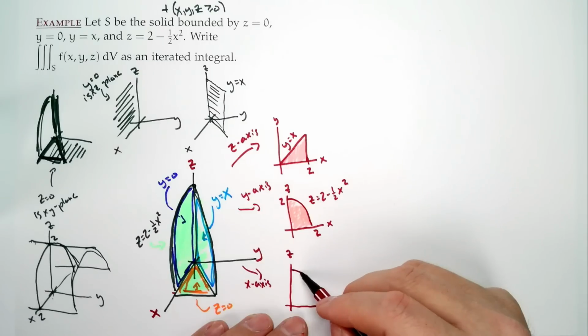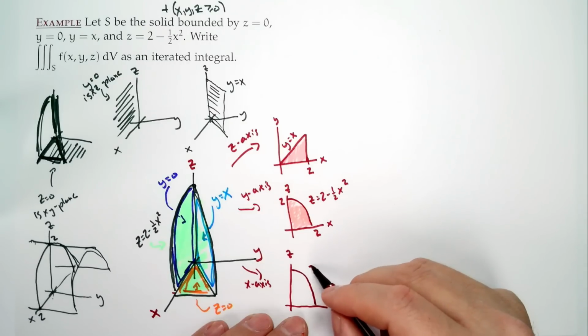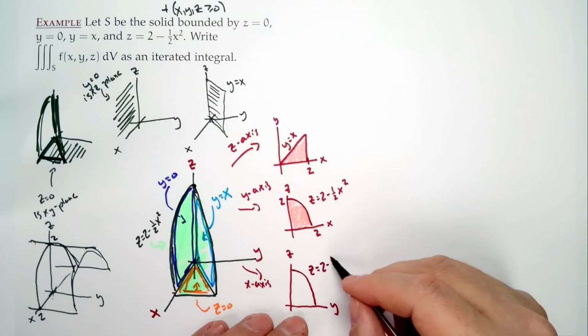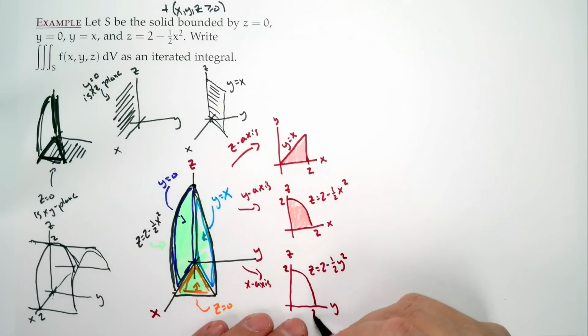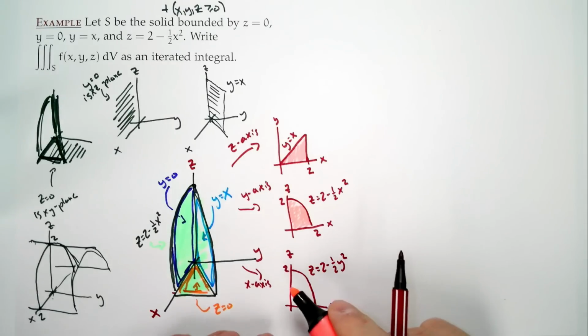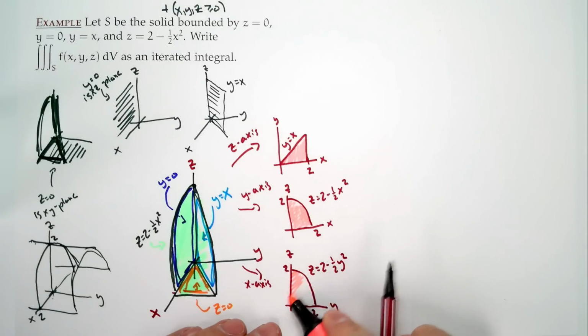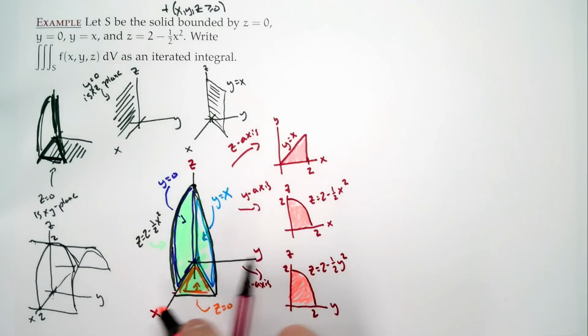So I can write, it's actually the same idea. We see z equals 2 minus 1 half y squared. So we're taking advantage of the fact that we can see that we're in the intersection of the plane y equals x and this surface z equals 2 minus a half x squared. So let's start working through, and we'll fill these in.